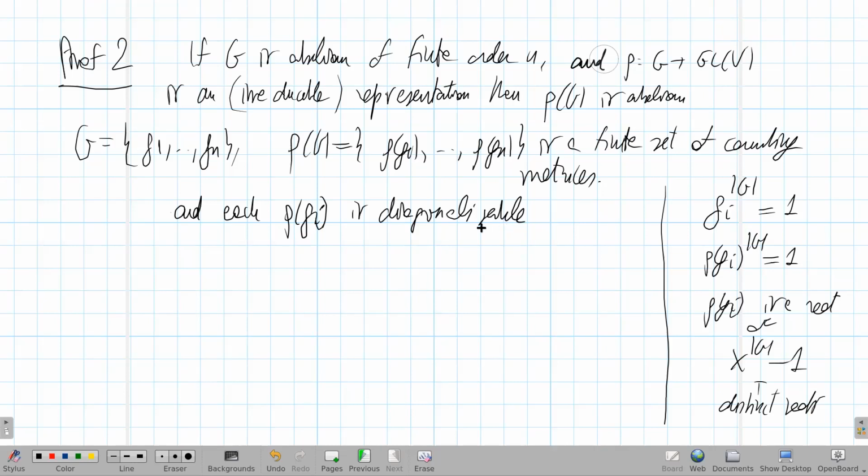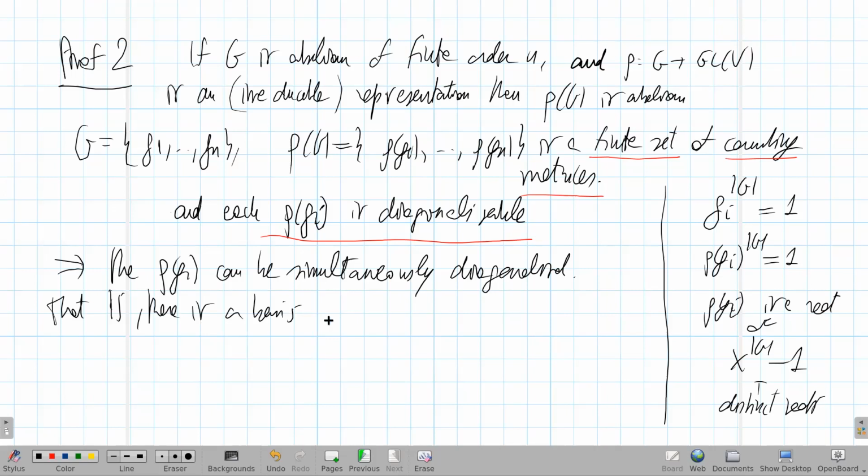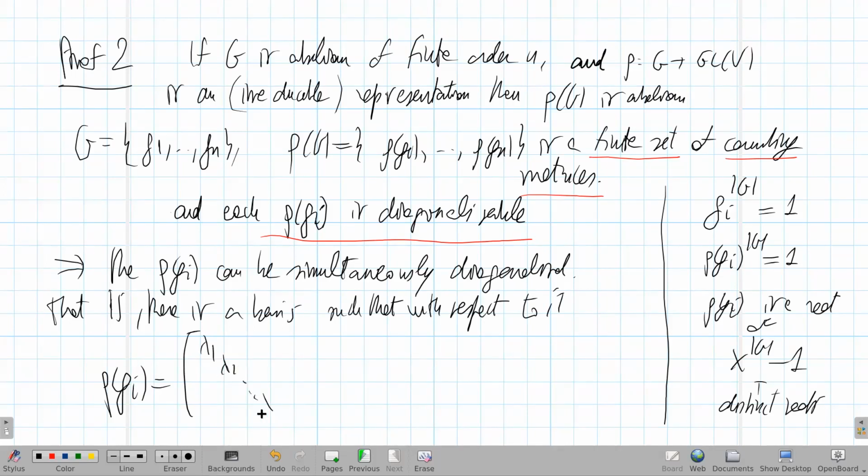So what do we have? We have a finite set of diagonalizable matrices, and they commute. Then, an important result: the rho(gi) can be simultaneously diagonalized. There is a basis such that with respect to that basis, all rho(gi) are diagonal. Each rho(gi) is of the form diag(lambda1, lambda2, ..., lambdak).